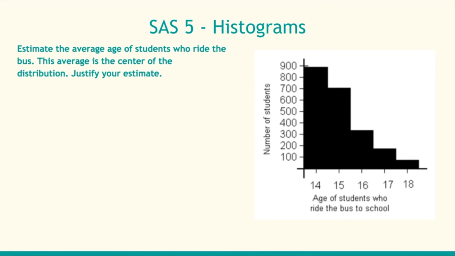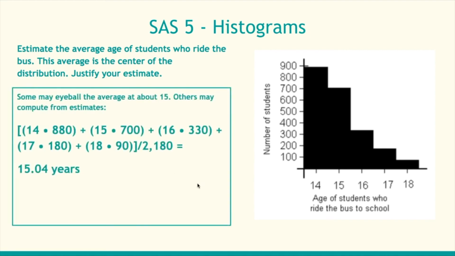So let's estimate the average of students who ride the bus. This average is the center of the distribution. We're going to justify your estimate. So what we have to do here is look at how many we have in the 14-year column? How many in the 15? How many in the 16? How many in the 17? How many in the 18? We're going to sum all the total number of values up, and we're going to multiply the number of 14-year-olds by 14, the number of 15-year-olds by 15, the number of 16-year-olds by 16, and so on. And then we're going to divide by the total sum of all those values.